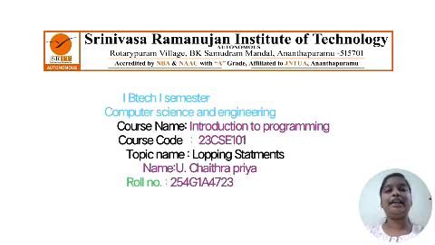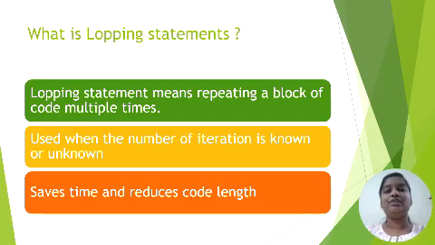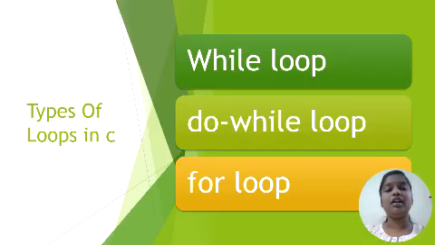Today my topic is about looping statements in C programming. First of all, what is a looping statement? A looping statement means repeating a block of code multiple times. It is used when the number of iterations is known or unknown, saves time and reduces the code length. There are three main types of looping statements in C: while loop, do while loop, for loop.